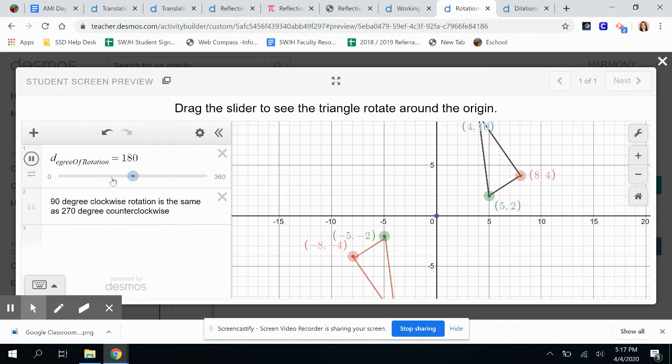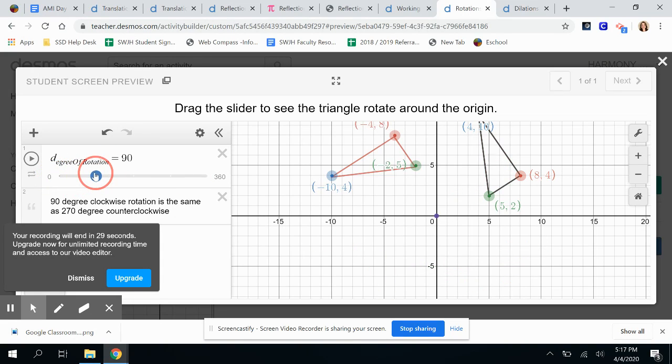Here's one that is showing rotation going counterclockwise. So when it starts at the beginning, it's going backwards now. Let's start at 0 and it's going 90 degrees counterclockwise, and 180 counterclockwise, and 270 counterclockwise.